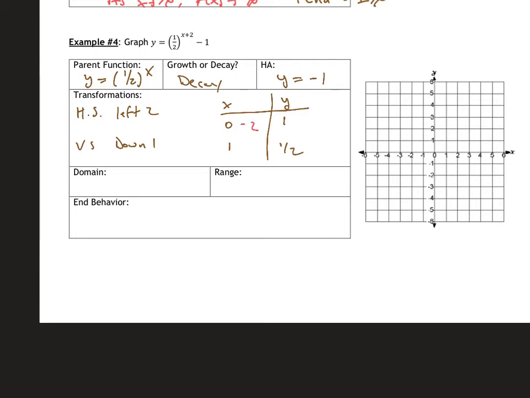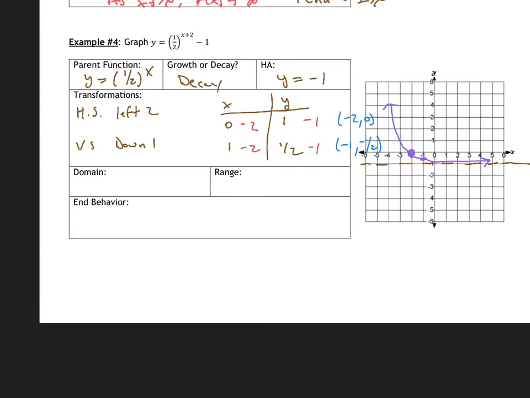Now I'm going to go left 2, and I'm going to go down 1. So my point values here, I got -2, 0, and then I have -1. 1/2 minus 1 is -1/2. Cool? All right, graphing this, my asymptote y equals -1, and then I have my points. So I got -2, 0 is here, -1, -1/2 is here, and all I'm looking for is a sketch. So it's decay, so it's going to go down to the right.